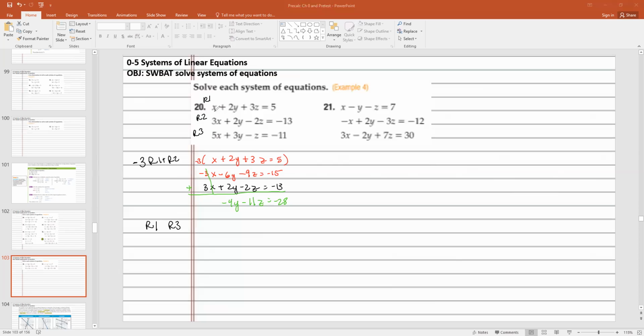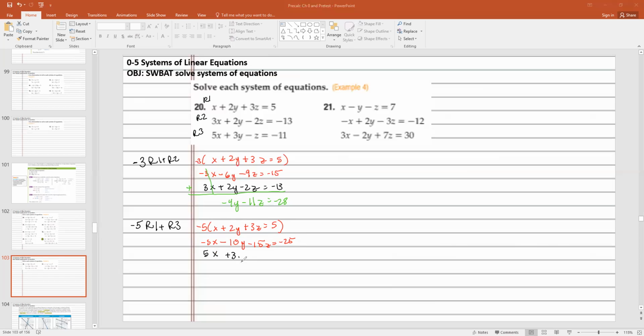All right, so look at the coefficients. Our coefficient of x is 5. What's the opposite of 5? -5. So we're going to multiply row 1 by -5, and then add those two together. So we have -5 times (x plus 2y plus 3z equals 5). We get -5x minus 10y, -5 times 3 is -15z equals -25.